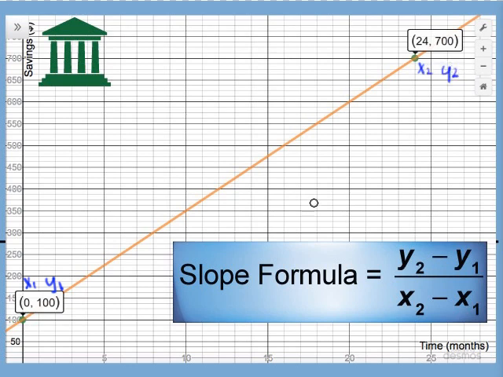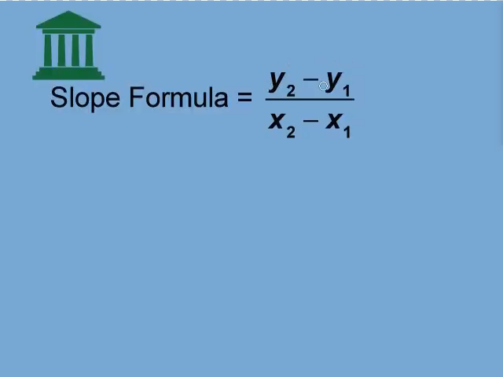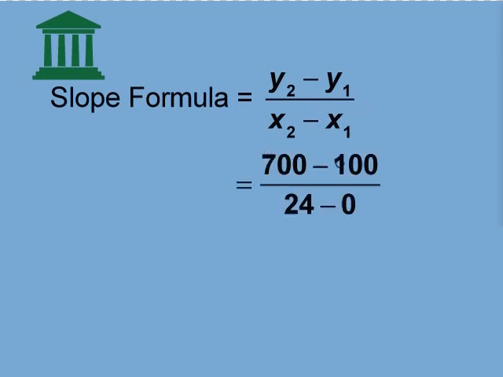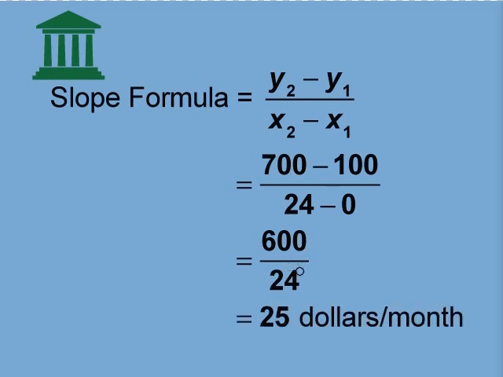Let's plug these values into the slope formula. The y values go here, and the x values go here. Here are the y values, and here are the x values. Simplify the numerator and denominator. We divide 600 by 24 to get a value of 25. The units are dollars per month. So the slope of the line is the rate at which money is added to the account monthly.